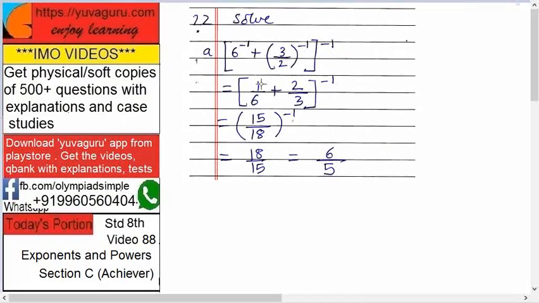So it becomes 1 upon 6 plus 2 upon 3. Why 2 upon 3? Because 3 upon 2 reversed becomes 2 upon 3 raised to 1, and the whole raised to minus 1, right? Then next, now it's simple cross multiplication. 3 plus 12, 15 upon 18, the whole raised to minus 1 equals, now again reverse them, 18 upon 15 raised to 1.